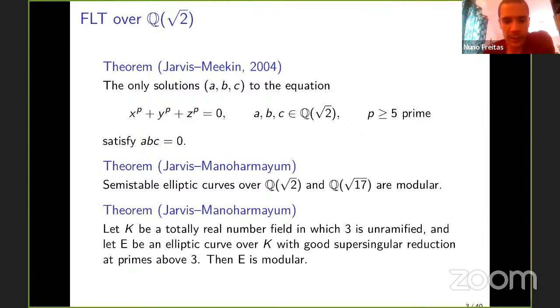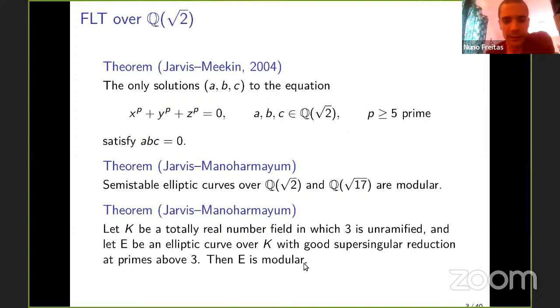There is also another theorem that they proved back then, and that's more general. It's not for a specific field. So it's actually for any totally real number field in which 3 is unramified. And then there is also a condition on the elliptic curve, because now they demand that the elliptic curve E has good supersingular reduction at the primes above 3. So if this holds, then E is a modular elliptic curve over K.